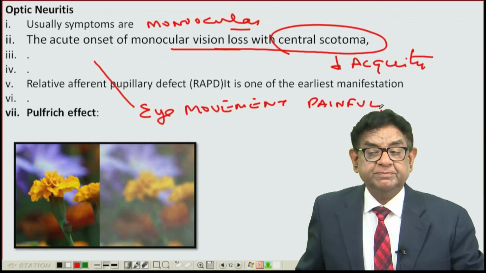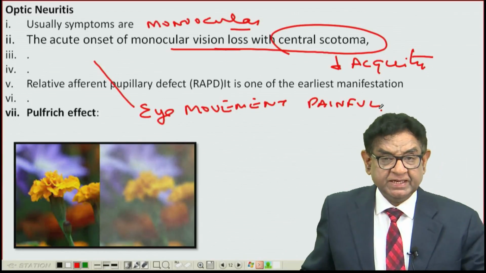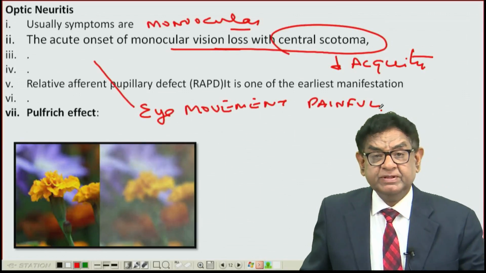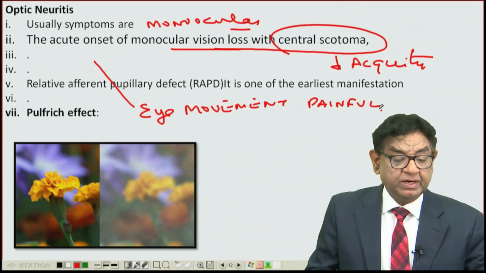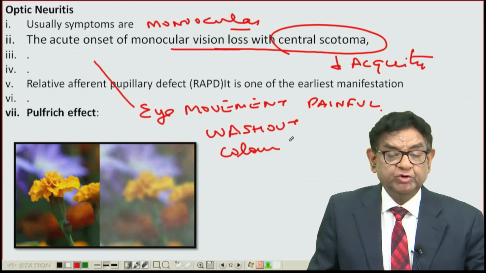That means you ask the patient to turn around like this, the way I am moving the eye, patient will have pain in the eye. So eye movements are painful. And when the patient sees a colored thing, it looks like washout color. What do you mean by washout color?